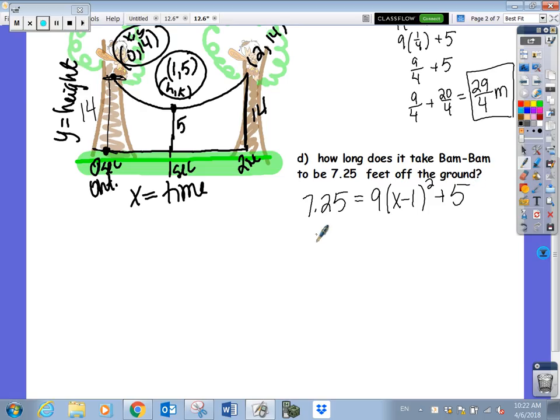So I subtract 5 and get 2.25 equals 9 times x minus 1 squared. Now remember, we're given the y value. This is 14 feet. This is 5 feet.